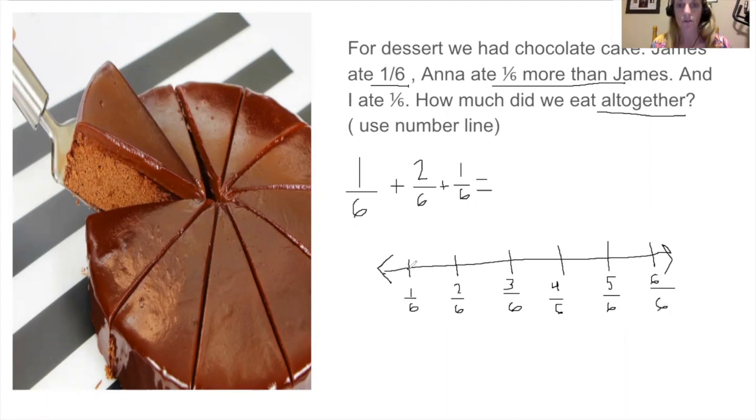First, we're going to start off with James's 1/6. Then Anna added 2/6, 1/6, 2/6, and I added another 1/6. So that means all together we ate 4/6. We had 4/6 of that cake and it was delicious, but I'm glad there's some left over.